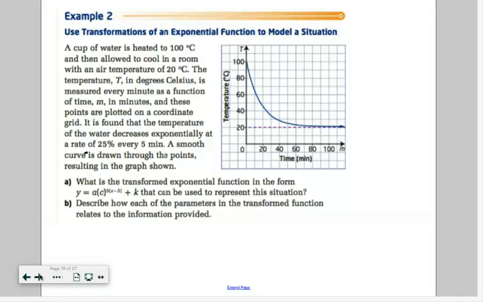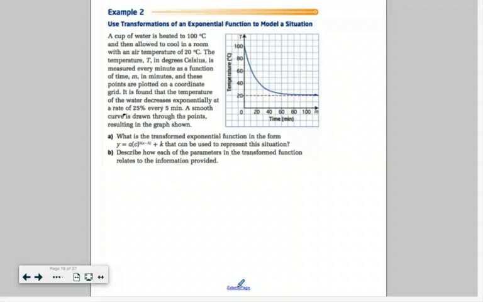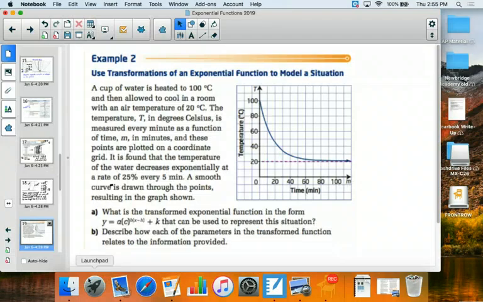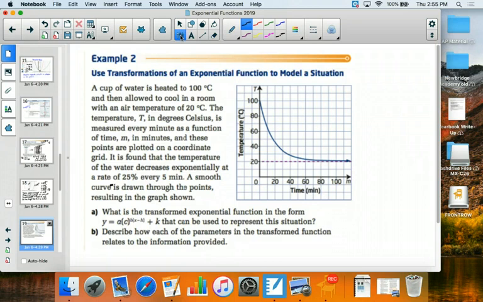It's found that the temperature of the water decreases exponentially at a rate of 25% every 5 minutes. A smooth curve is drawn through the points, resulting in the graph shown. And we're asked to come up with the equation that models this particular situation. So going back to when we first started looking at exponential functions, the first thing we want to look at is what type of curve we have. It says that it's decreasing, so we know we have an exponential function that is decreasing.